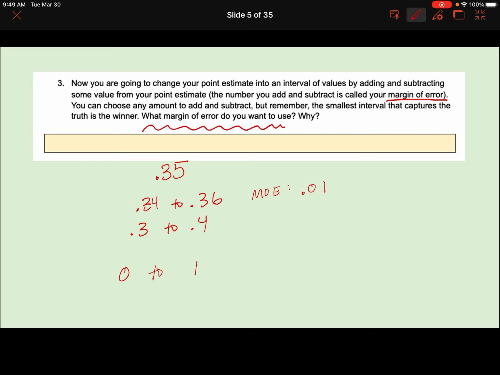So this first one would have a margin of error of 0.01 because based off of my point estimate, I subtracted 0.01 and I added 0.01. The second one would have a margin of error of 0.05 because I subtracted 0.05 and I added 0.05. This one, 0 to 1, is not symmetrical, there's no margin of error there because it's not the same amount going from the upper to the lower, so don't worry about that. But anyway, I would like for you to come up with your best margin of error for there.